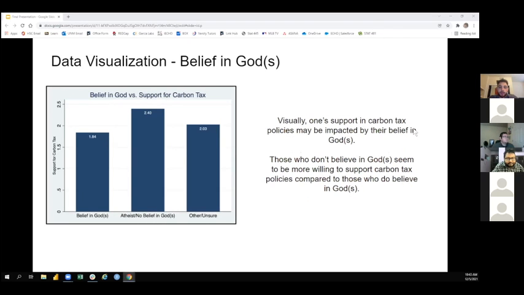And then on the next slide here, we can see that an individual's religiosity, or specifically their belief in God, does also impact the probability that they will support a carbon tax. And while there's not a clear trend line here, we can see that individuals who are atheists or identify as not believing in God or gods generally do have a higher probability of supporting carbon tax than individuals who identify as believing in God or gods.